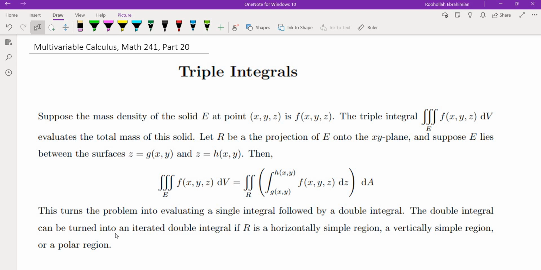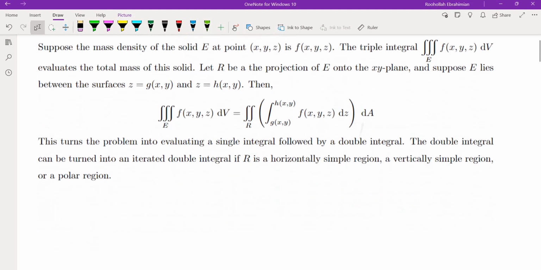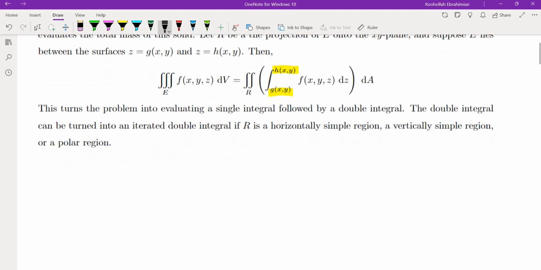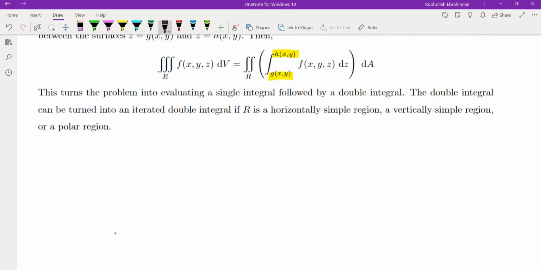Let R be the projection of E onto the xy plane, and suppose E lies between two graphs, z equals g(x, y) and z equals h(x, y). Then the triple integral is the integral from bottom, which is g, to top, which is h, and then an integral over the projection. So let me illustrate that in this diagram.